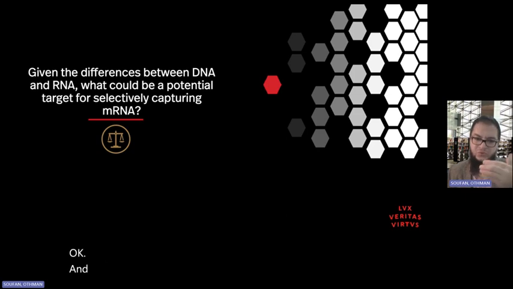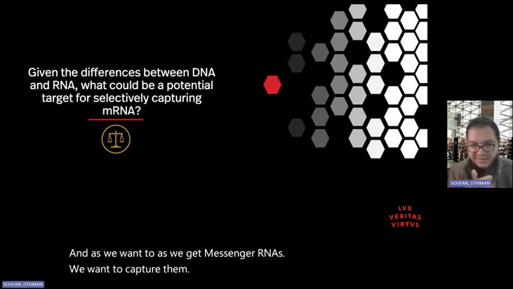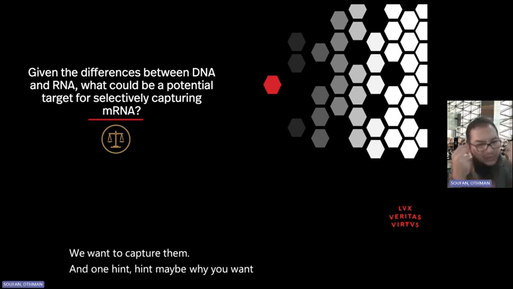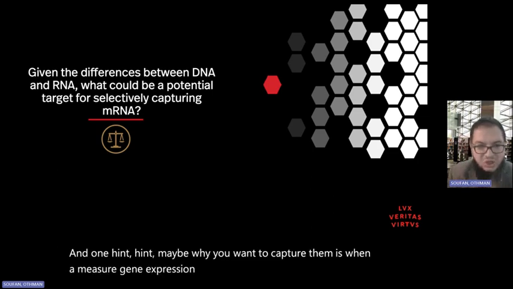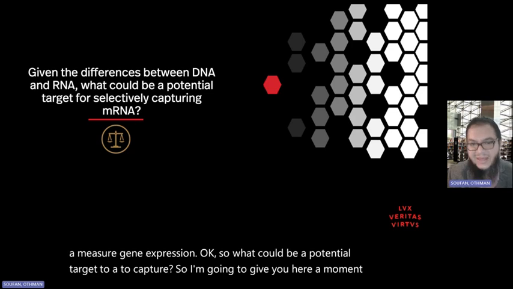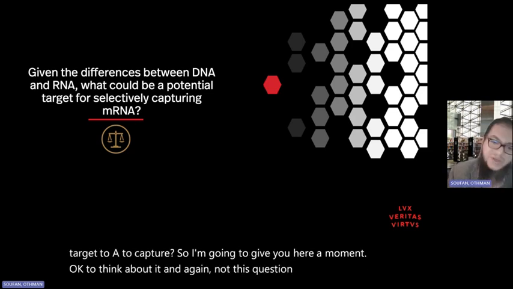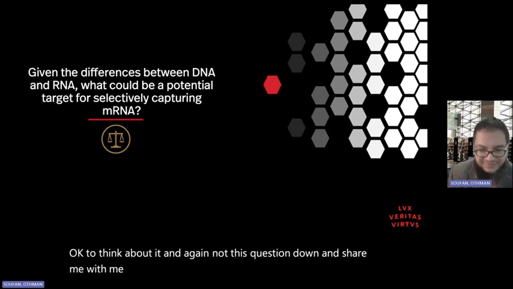And as we get messenger RNAs, we want to capture them. One hint as to why you would want to capture them is when I measure gene expression, okay? So what could be a potential target to capture? I want to give you a moment to think about it. And again, note this question down and share with me your answer.